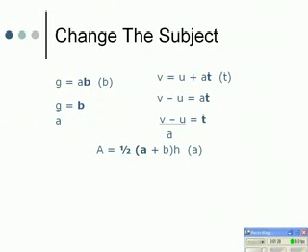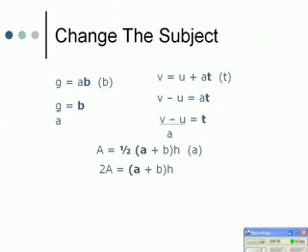So A equals a half A plus B H. And we're trying to make A the subject of the formula. So the first thing we've got to do is double everything, and that will get rid of the half. So we know that 2A now equals A plus BH.